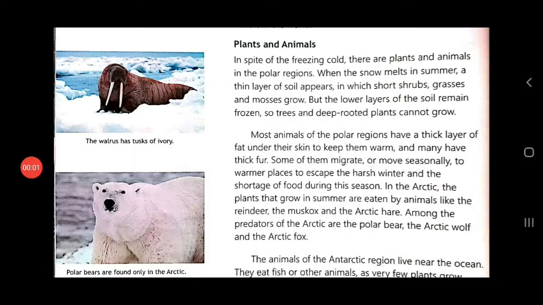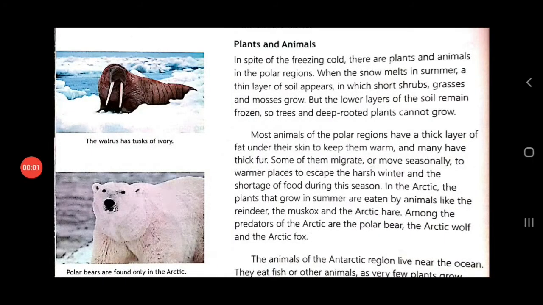But the lower layers of the soil remain frozen, so trees and deep-rooted plants cannot grow. Next what they are telling is कि lower layers है जो soil की, वो तो जमी ही रहती है, that remains frozen. So because of that, trees, फिर deep rooted plants जो है, that cannot grow. Only short shrubs can grow, grasses can grow, mosses can grow, but not trees and deep rooted plants, okay?